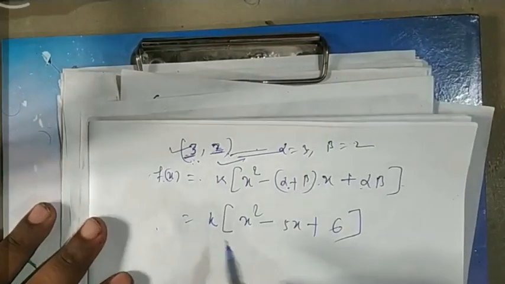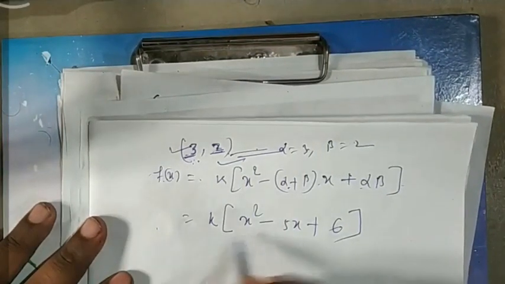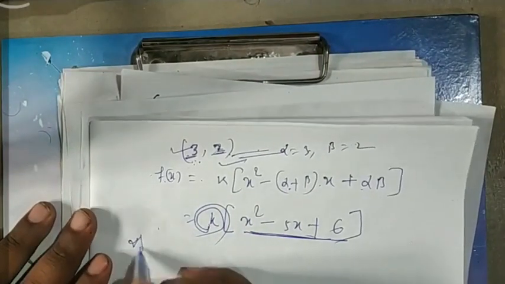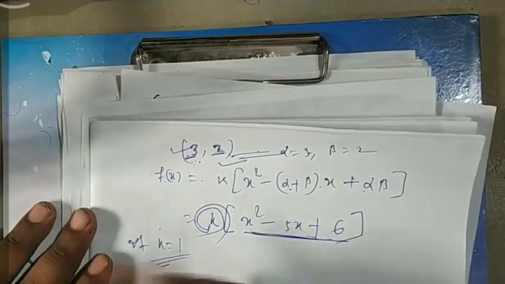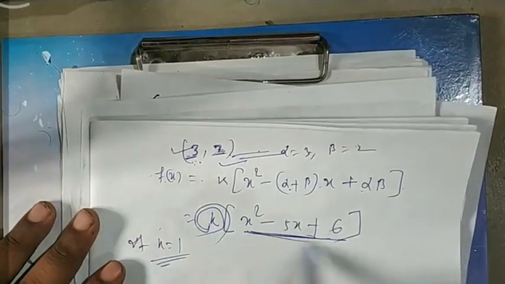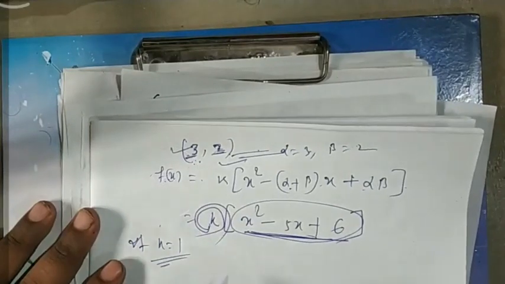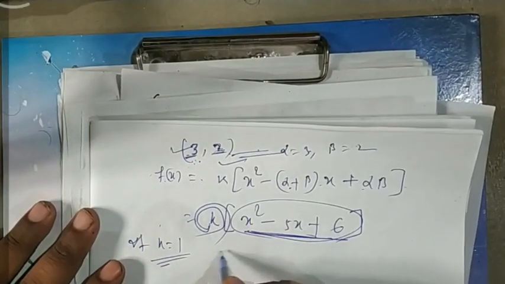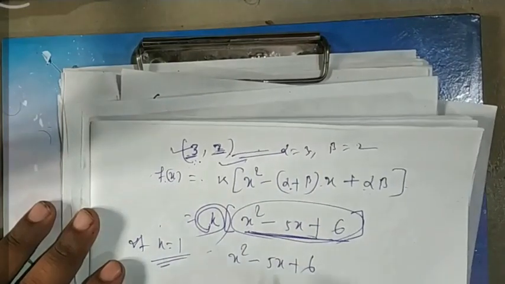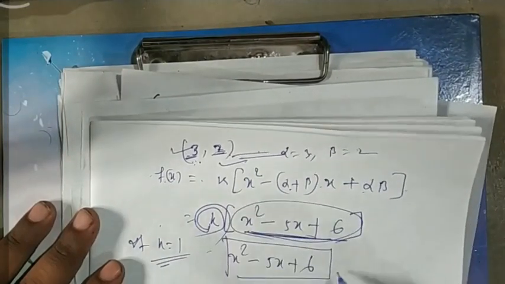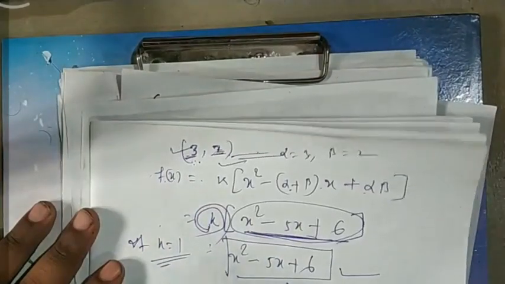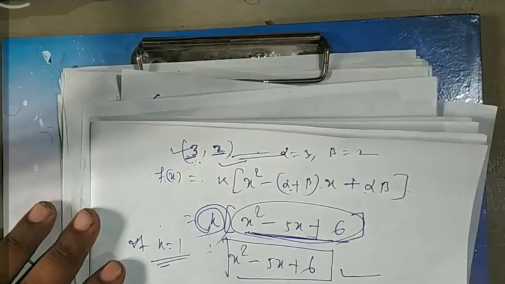So for this polynomial, let k be a constant, or you can take k is equal to 1. If you take k is equal to 1, any constant value, this is constant. This is the required polynomial. If you take k is equal to 1, then the required polynomial is x square minus 5x plus 6. For this polynomial, if you find the zeros, you will get 3 and 2 as the two zeros.